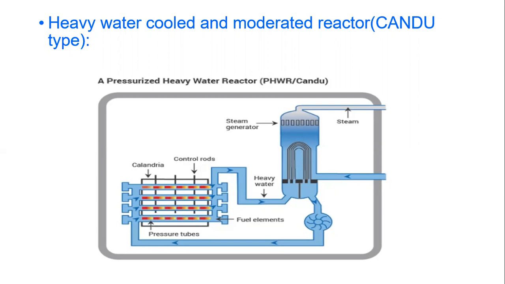What is the purpose of that moderator? It will convert the fast neutrons into slow neutrons. Okay, in that the pressure of the control rods is also very less when compared to the PWR.